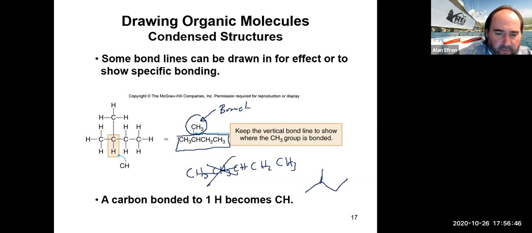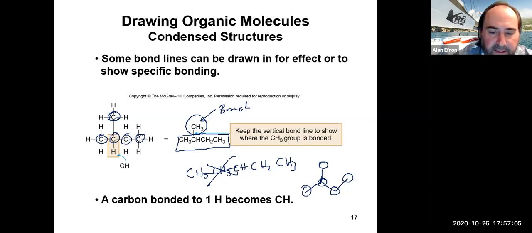Again, this would be 1 carbon, 1 carbon, 2 carbons, 2 carbons, 3 carbons, 3 carbons, 4 carbons, 4 carbons, and the carbon that's going straight up is what would be at the end of this line here. So again, sometimes we could use line structure to represent that. Any questions on that there?